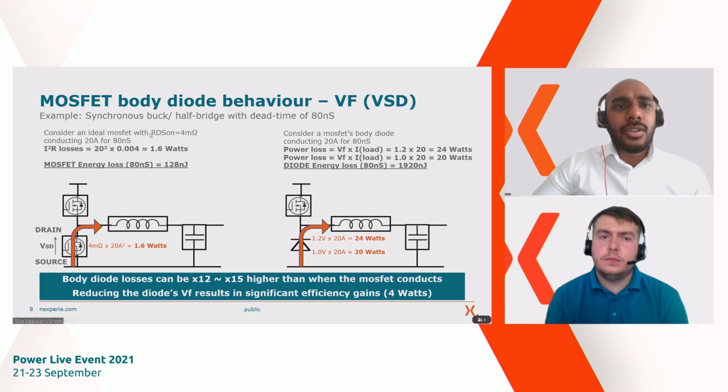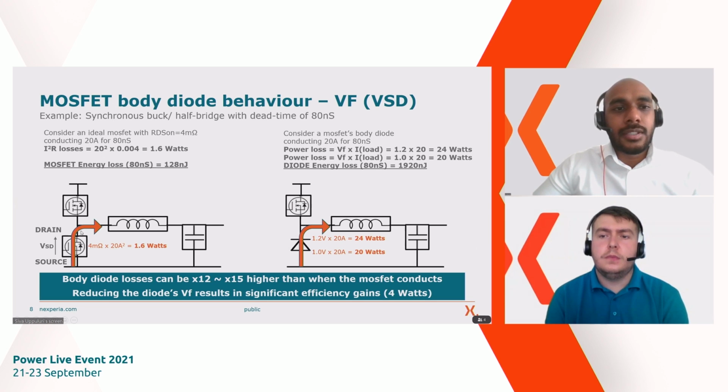So the typical RDS on of a MOSFET in this case is 4 milliohms, and it's conducting 20 amps for 18 nanoseconds. So the I square R losses associated with such a conduction event is about 1.6 watts. In other words, it's 128 nanojoules of energy. However, this is not a practical scenario.